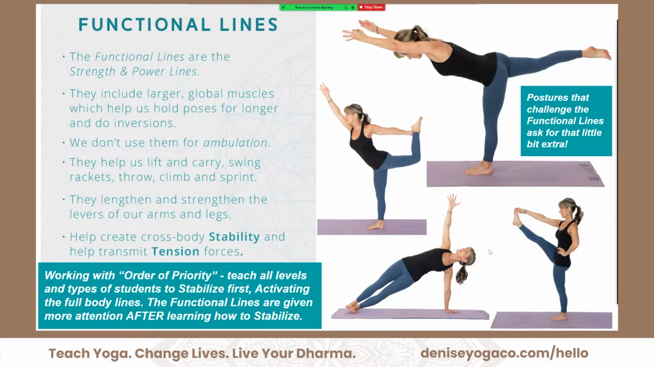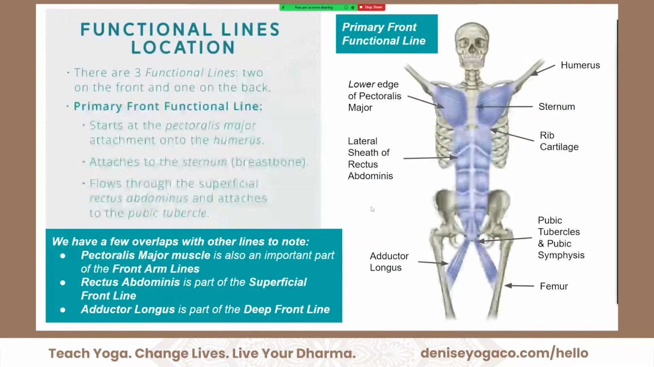Okay, so any posture that goes into a larger range of motion actively, not passively, but actively, is going to ask those functional lines to turn on. Anything that asks for a little bit extra, you're going to be using your functional lines. So let's look at those more specifically now. Okay, so where are they located?